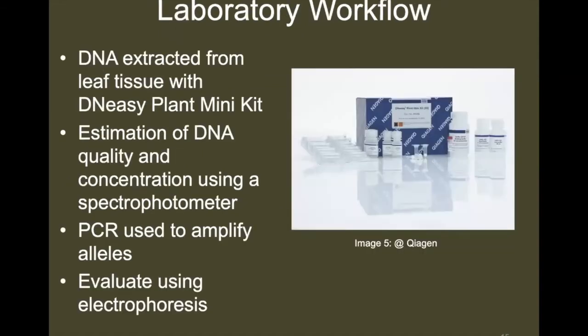I'm going to go quickly through the lab workflow, but I do want to say that all of the protocols that we used for our lab work were previously established, tested, and accepted protocols within the community, and we didn't reinvent the wheel here. We just followed those protocols. We began by extracting DNA from all of the white oak leaf tissue that we collected with a DNeasy Plant Mini Kit. Then we estimated the quality and concentration of the DNA using a spectrophotometer. Then we used PCR, or polymerase chain reaction, to amplify the allele, and we evaluated that amplification using electrophoresis.